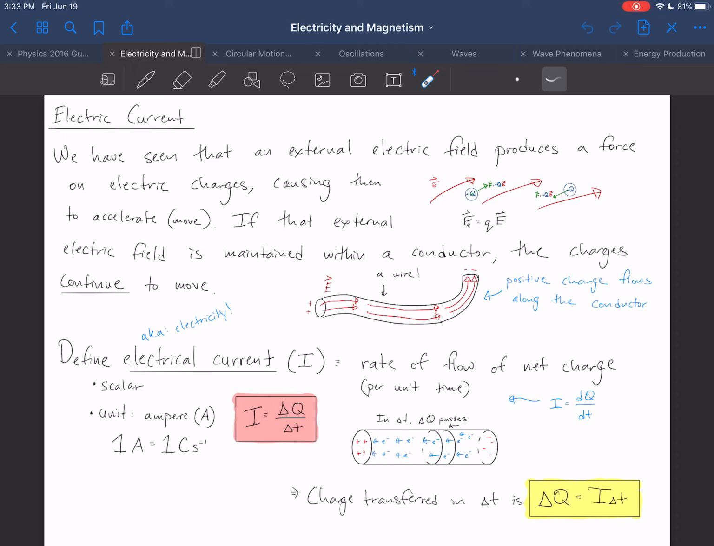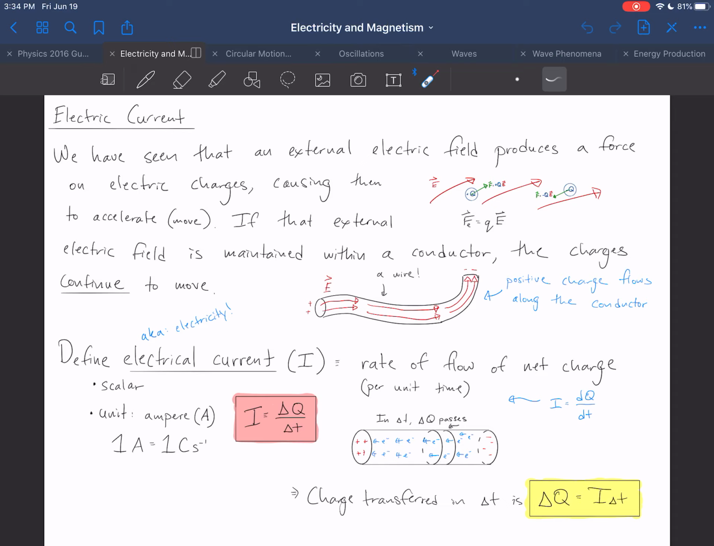So we're going to maintain an external electric field inside of a conductor. We're going to have that conductor be long and thin, probably a cylinder or a tube, and we're going to call that cylindrical tube of metal conductor a wire. If we maintain an electric field in that wire, from a positive end with the field going away from it to a negative end with the field going towards it, then the charges inside the wire will feel that electric force, Fe equals QE. In doing so, they will move. And that is the essence of electric current.